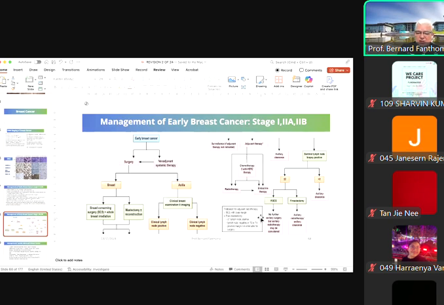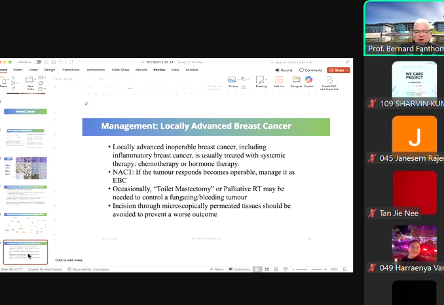So sometimes on final histopathology, the tumor characteristics are revised, and what was thought to be 5 centimeters is actually more than 5 centimeters, so it gets revised to T3, and the patient will get radiotherapy. Then coming to locally advanced breast cancer.